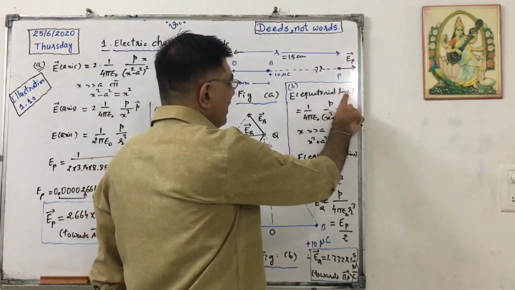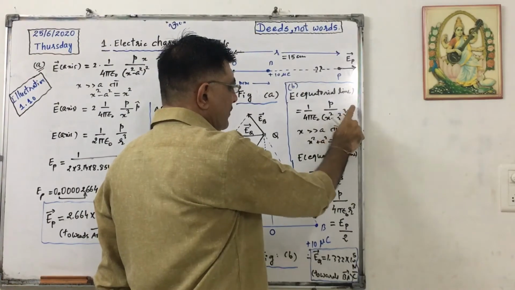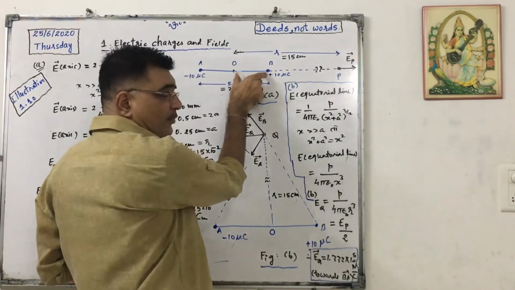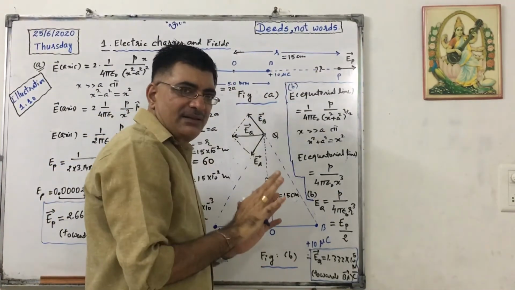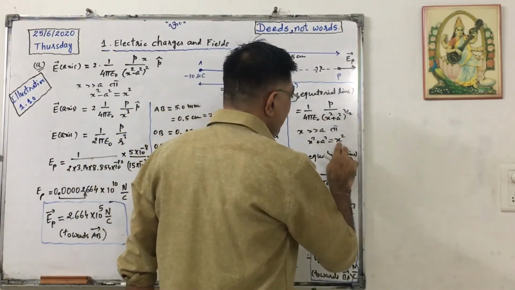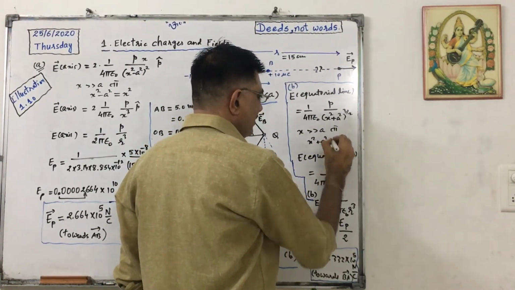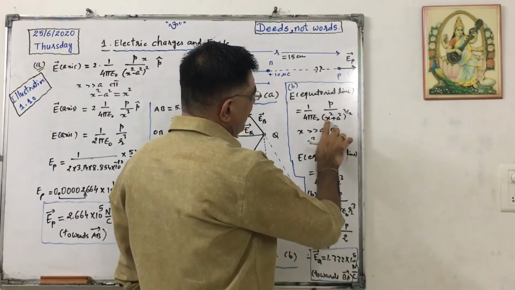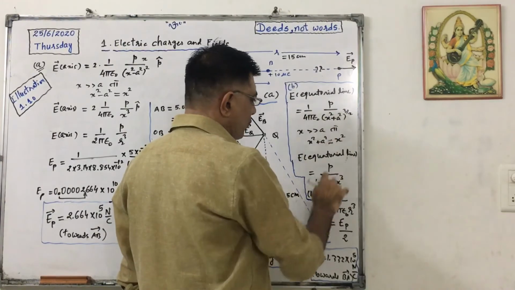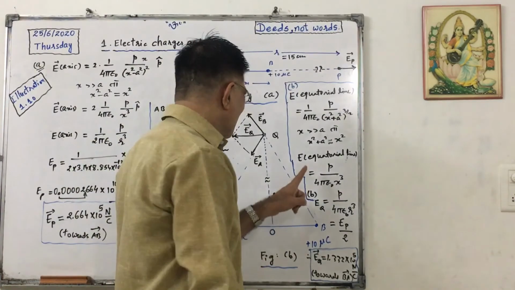See, E on the equatorial line, the magnitude formula was 1 upon 4 pi epsilon naught into P upon (x square plus a square) raised to 3 by 2. If x is much greater than a, we know that a is smaller and this is x. Here it is written as smaller, we will replace afterwards. So x square plus a square will be nearly equal to x square. In that case, the square root of x square is x, so x cube. So P upon 4 pi epsilon naught x cube. Don't calculate again because it is just half of this.